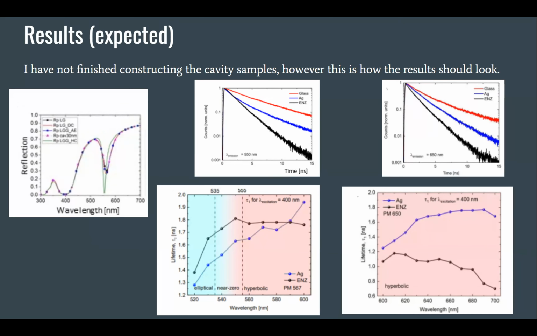The lifetime is a function of the emission wavelength. The black points would be for our ENZ, and the blue would be for a silver control sample of some sort. Once you get into the near zero and hyperbolic regimes, the lifetime of the dye in our ENZ cavity should be much faster than that of a control sample.